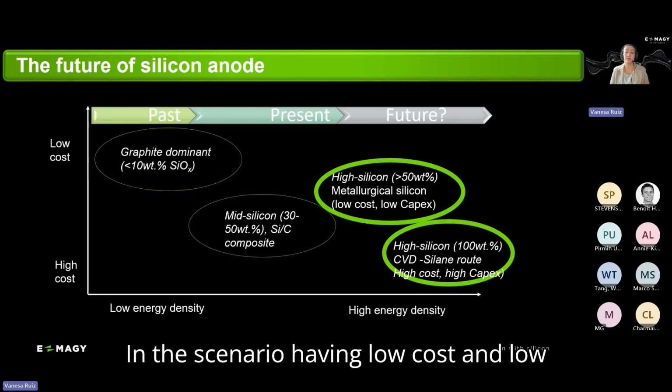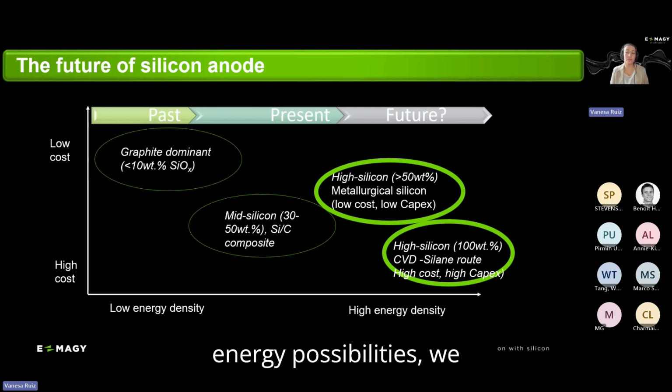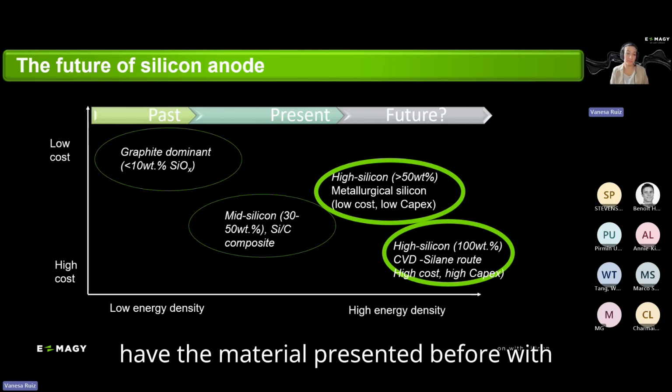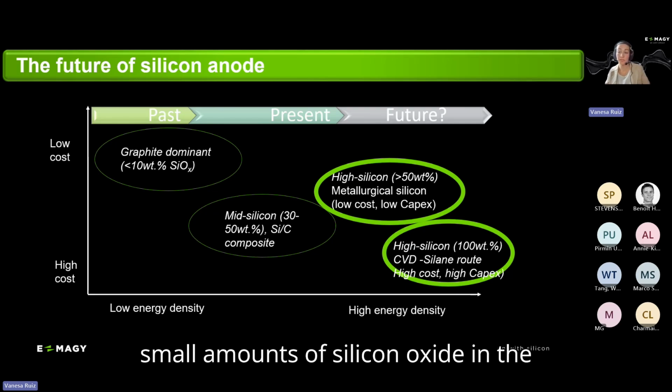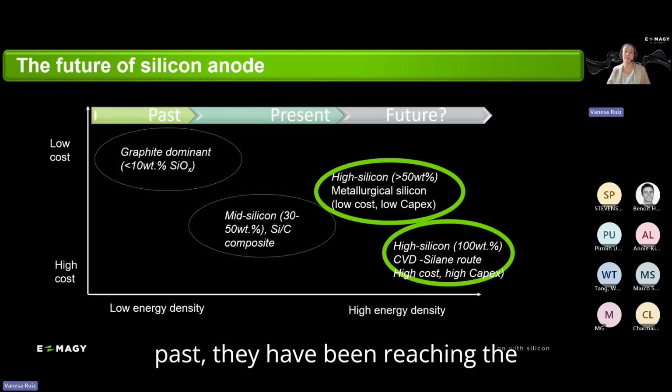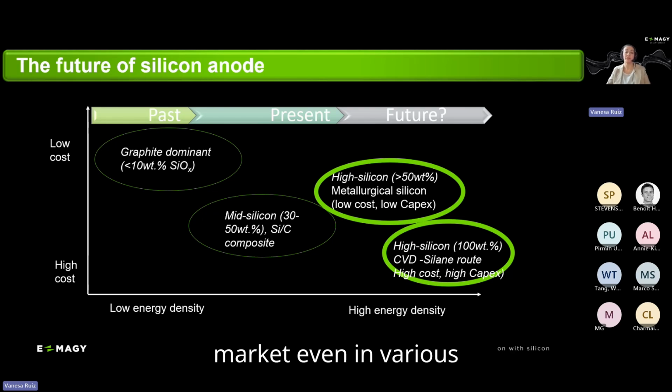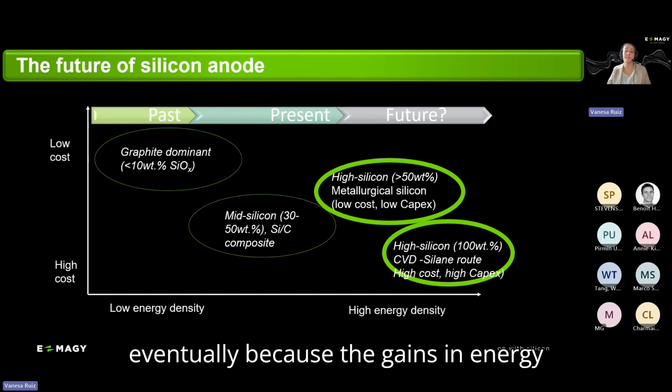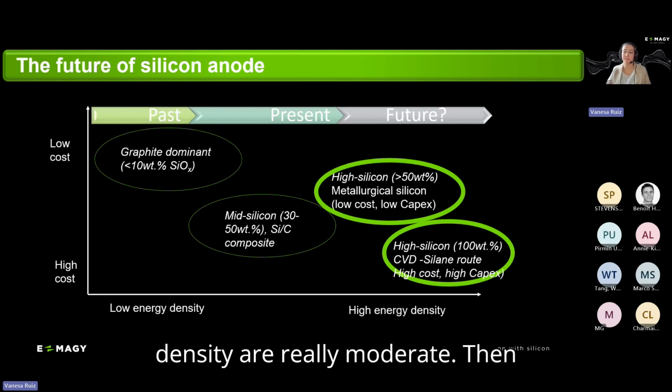In the scenario having low cost and low energy possibilities, we have the material presented before with small amounts of silicon oxide in the formulation. They have been used in the past. They have been reaching the market even in various applications, but we consider them more a type of technology that will phase out eventually because the gains in energy density are really moderate.